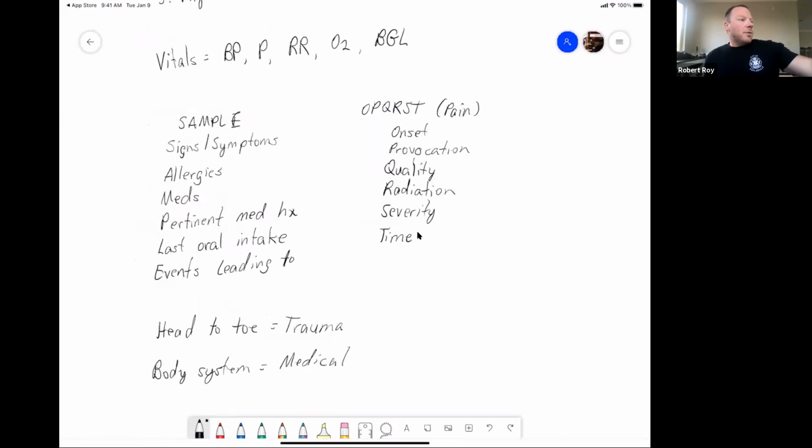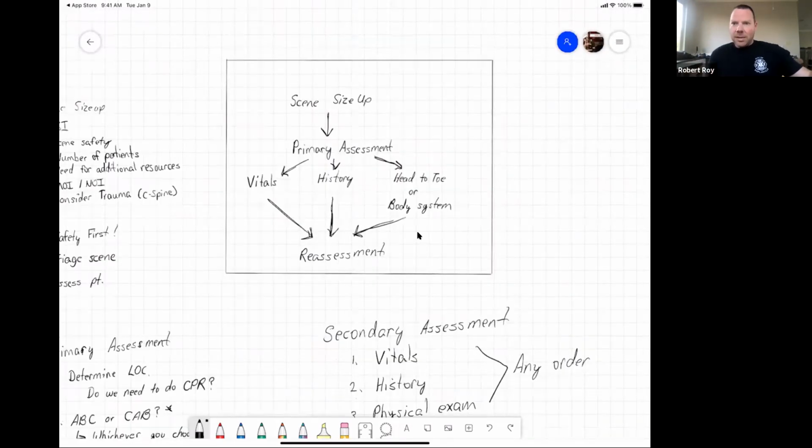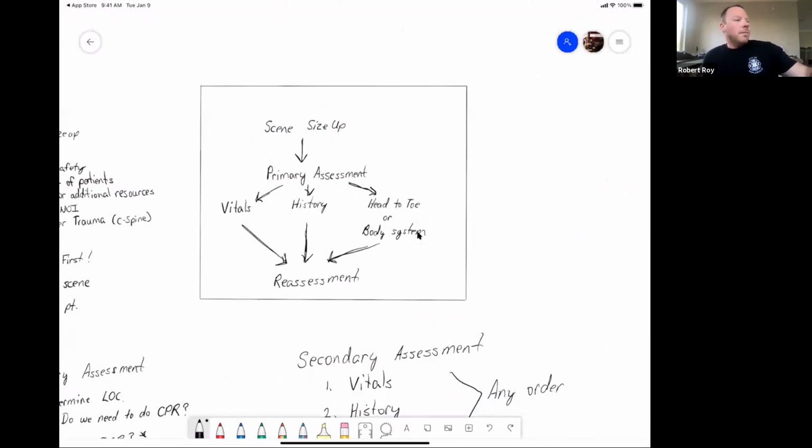All right, and so going back to the assessment here overall, we've gone through our scene size up. We've got 10 more minutes and we'll take a break. We've been through our scene size up. We've been through our primary. We've talked about vitals. We talked about history. So the other thing I want to talk about is your head to toe or your body system.